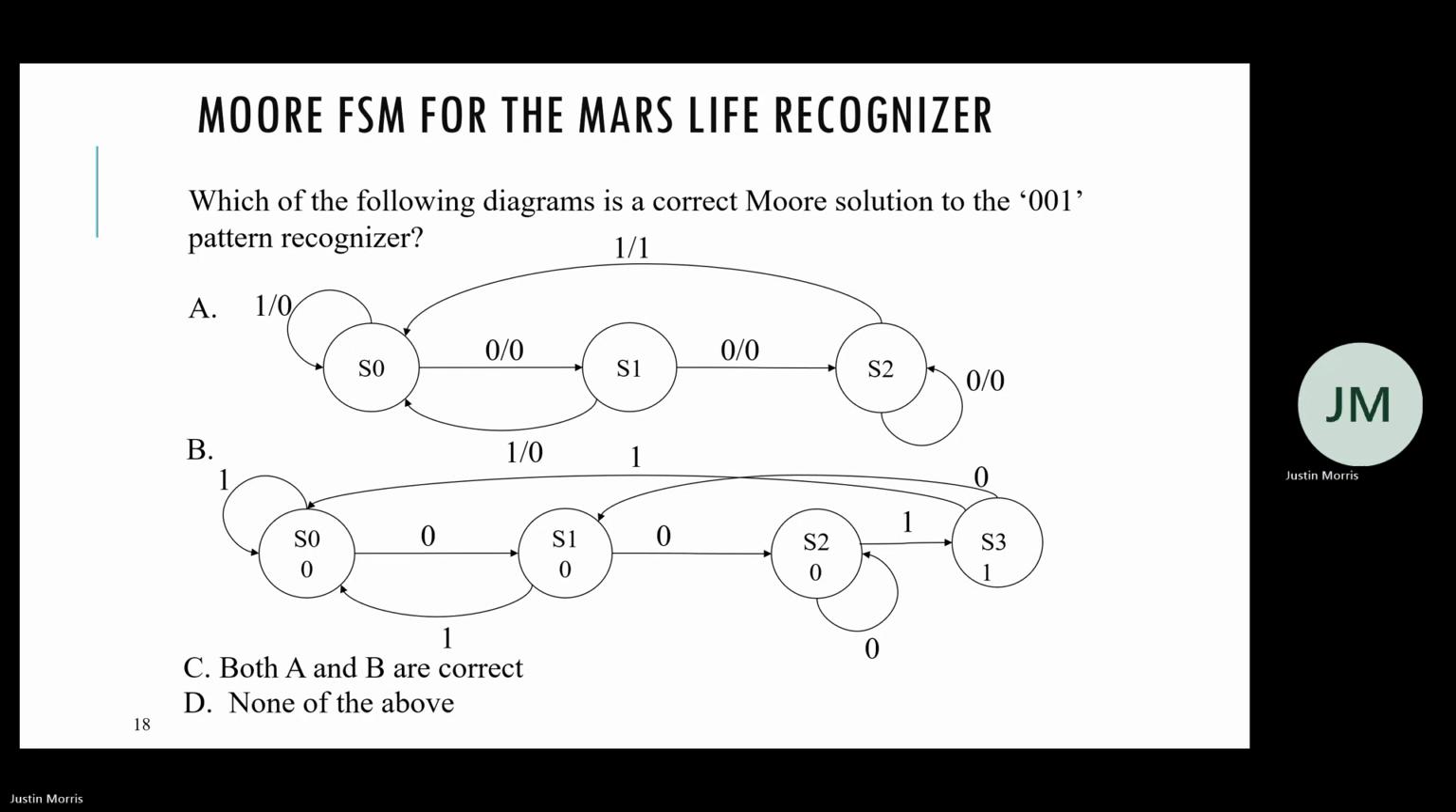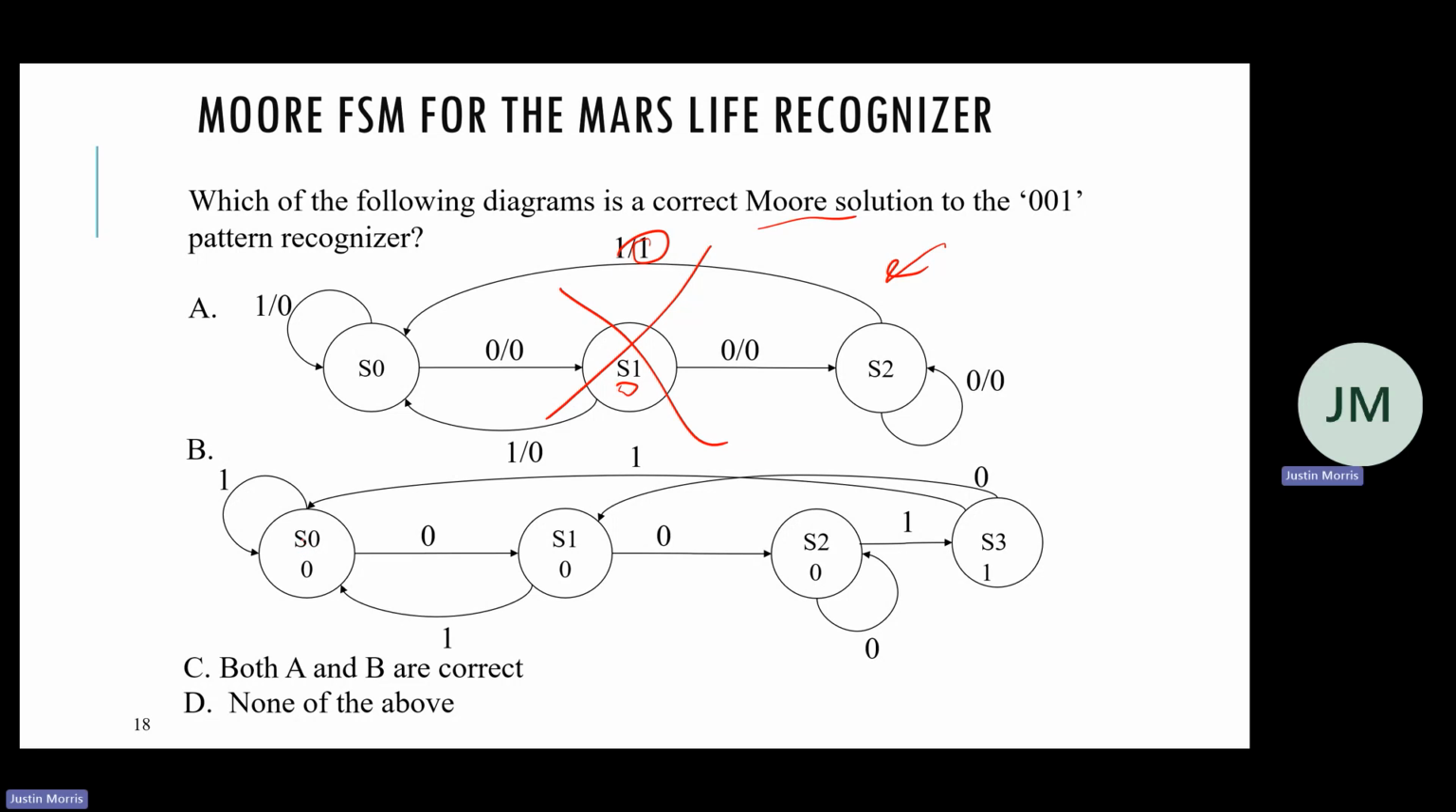So going over this together. Does this one work? Yes, it works, but it's the Mealy implementation, right? We want the Moore solution. So we can immediately cross it out just because it has these transitions with the outputs, and there's no output in the state, right? So it's a Mealy implementation. This one is a Moore implementation, so we just need to check it.